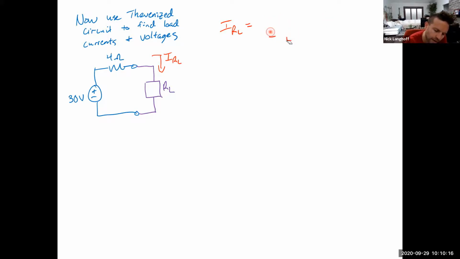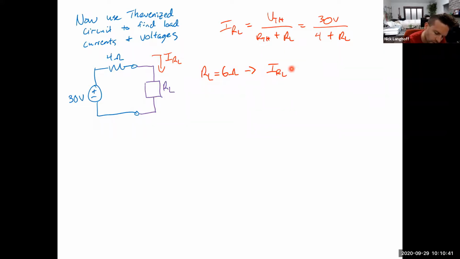Now, if you wanted to write it out, this is V Thevenin over R Thevenin plus RL, or 30 volts over 4 plus whatever RL is, right? So if the load resistance is 6 ohms, then the load current is going to be 30 volts divided by 4 plus 6, that's 10 ohms total, that's 3 amps, right? For a 6 ohm load, you're going to deliver 3 amps of current into that load.